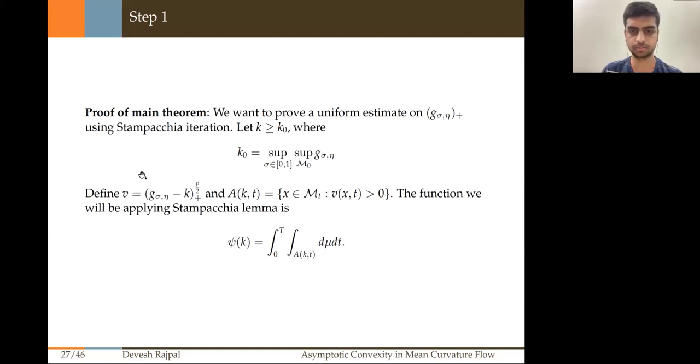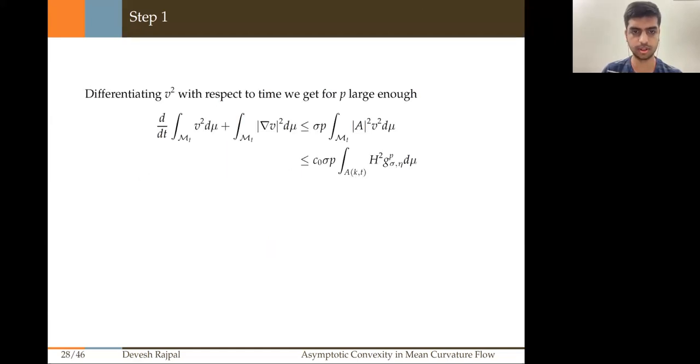Okay, so I'll begin. The proof is divided over 3 steps. Differentiating v square with respect to time. This was differentiation of the integral of g raised to p. This we have obtained before, but I'm using v square now.